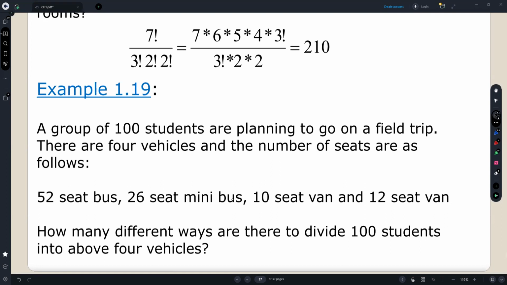Try this one. So you have 100 batchmates. Divide them into 4 vehicles. Bus can have 52. Minibus can accommodate 26 students. One van can contain 10 students. Other van can contain 12 students. So altogether there's 100, right? 52 plus 26 plus 10 plus 12, 100 seats.